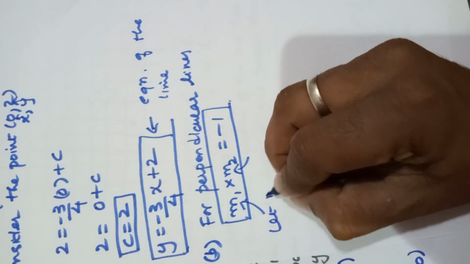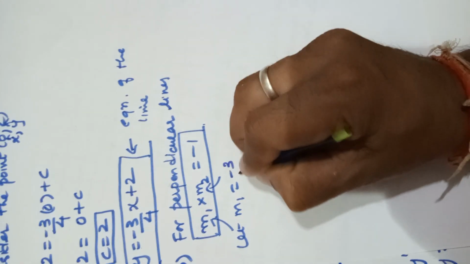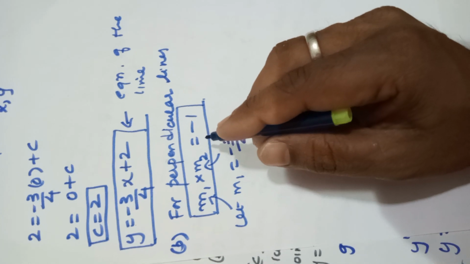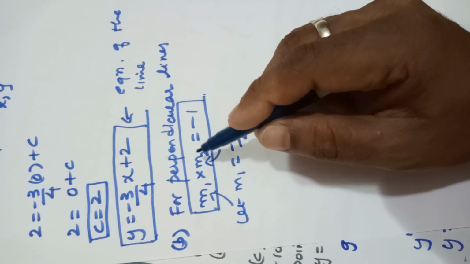Let's assume m1 represents the gradient of the given line. What is the gradient of the given line? We have got minus 3 by 4. In this way, let's first find out the value of m2. Let's find the value of m2, then it will be clear to you why we need to find the value of m2.